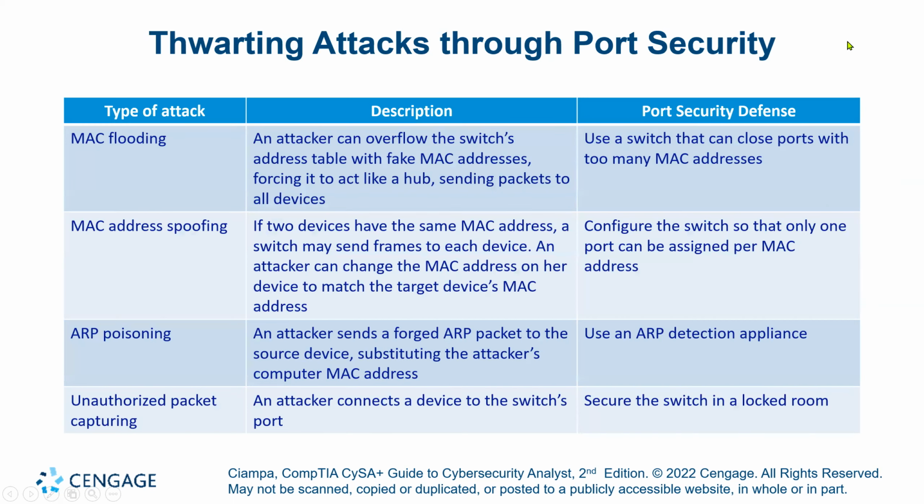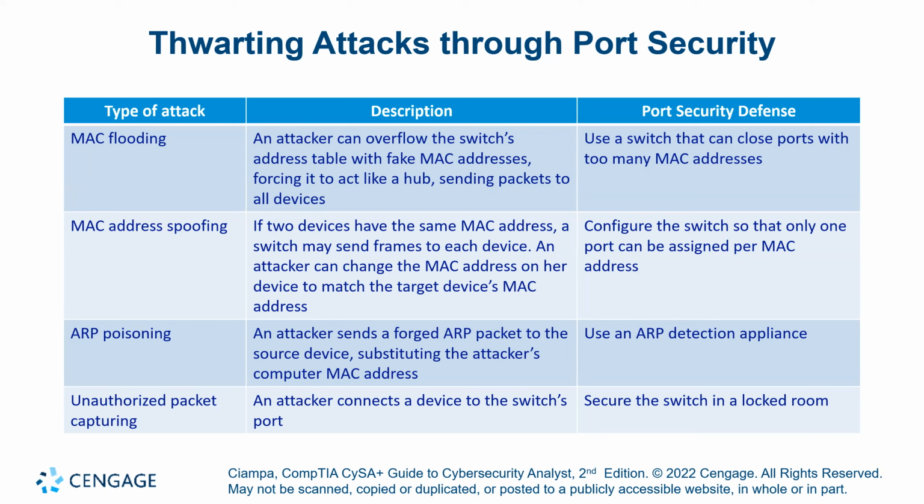Thwarting attacks through port security. Type of attack, description, port security defense. Okay, MAC flooding. An attacker can overflow the switch's address table with fake MAC addresses, forcing it to act like a hub, sending packets to all devices. Use a switch that can close ports with too many MAC addresses. So that's the security defense, okay?